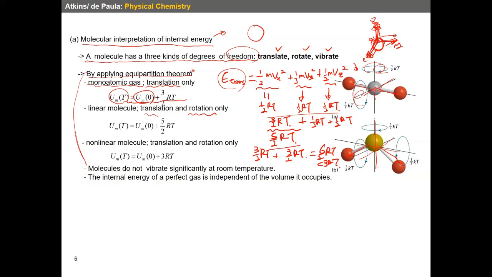But the important point of this system is that the internal energy of perfect gases is independent of the volume they occupy. So volume is not an important factor for this internal energy. And molecules do not vibrate significantly at room temperature, so we can ignore vibration of the molecule at room temperature. You just have to read these things. This is the important point.